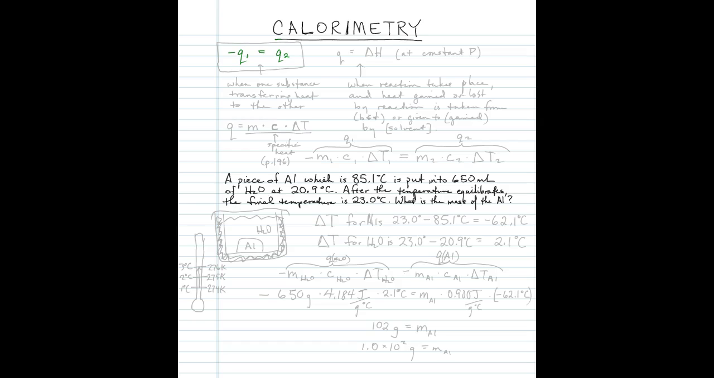We could also say, since delta H is really just heat as long as we're at constant pressure, and most things are, that delta H is also Q. So we could say that Q equals delta H. So sometimes we set it up as Q1 equals Q2.